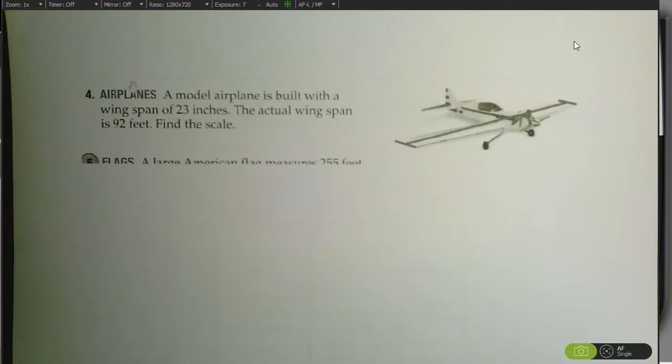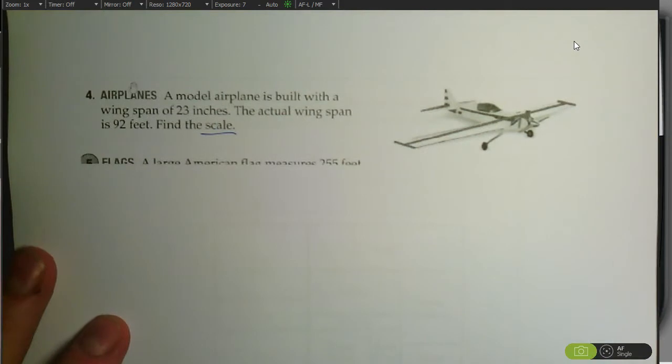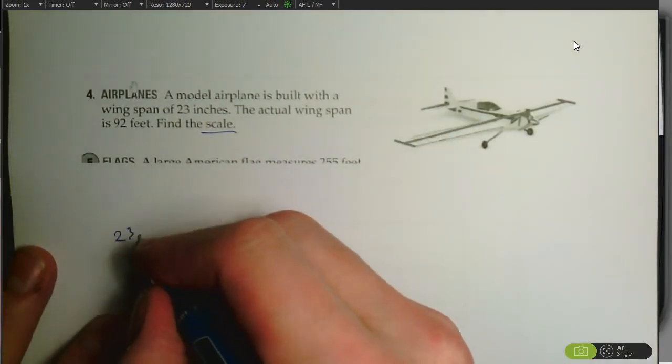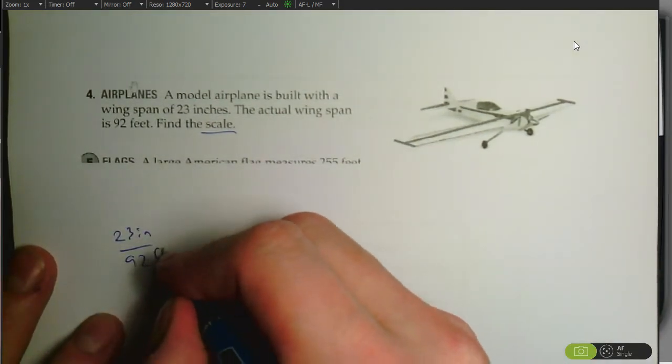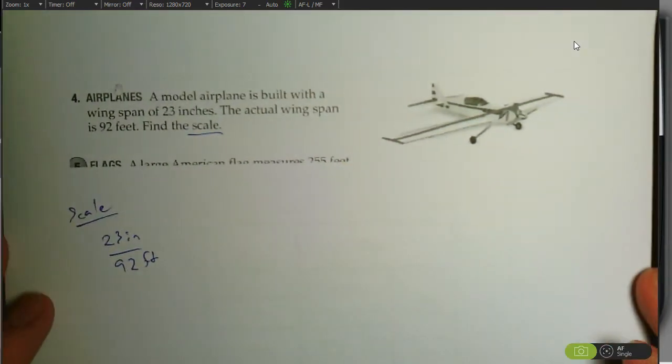So here's number 4 from the homework that you have for tonight. A model airplane is built with a wingspan of 23 inches. The actual wingspan is 92 feet. Find the scale. So scale is different from scale factor. Scale, you just straight up compare them. So 23 inches to 92 feet, and then just reduce it.